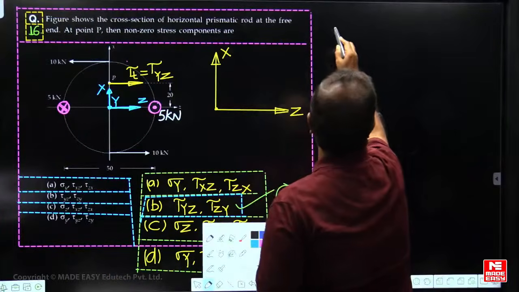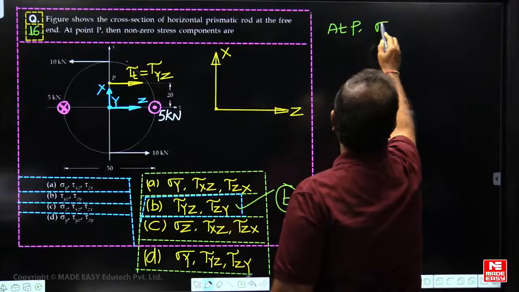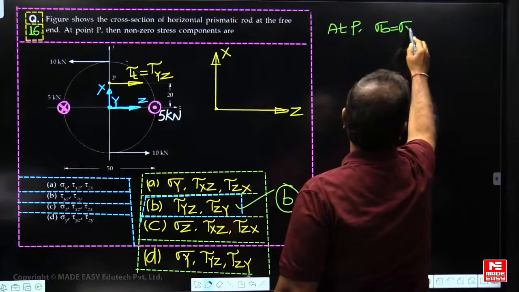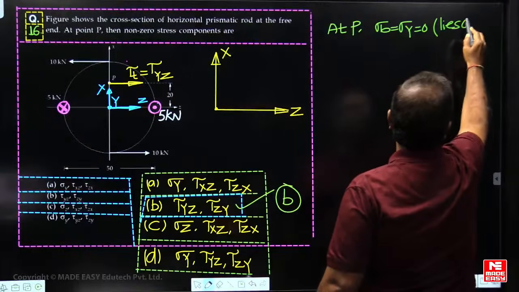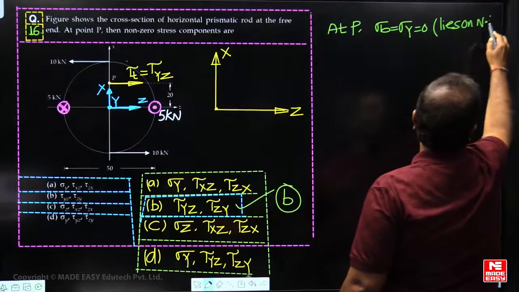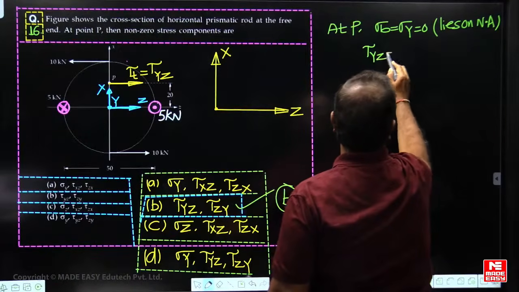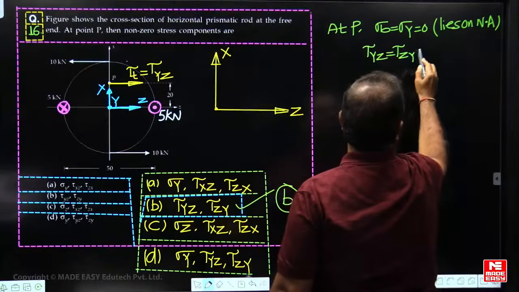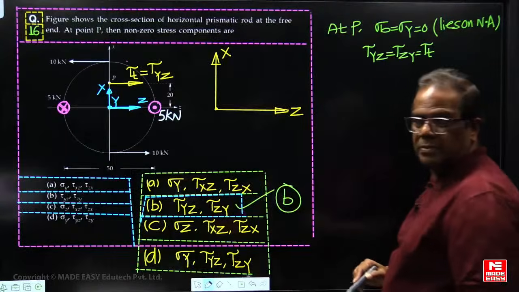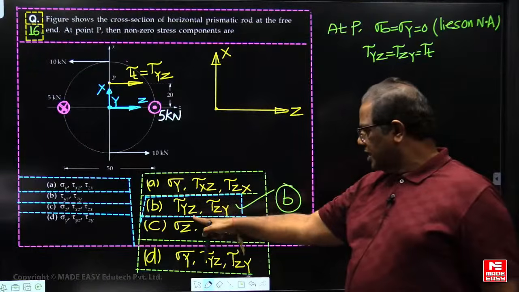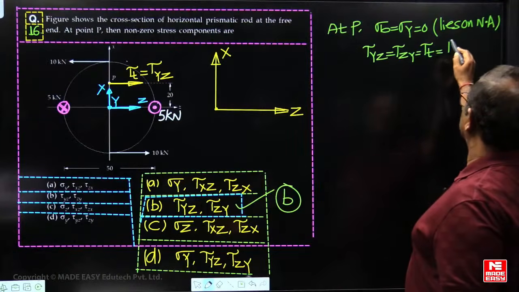So for this question, the answer is, because at point P, bending stress is 0 because it lies on the neutral axis. Tau yz and tau zy are equal to tau t. So the non-zero stresses are only two, that are tau yz and tau zy. So this is how to calculate this.